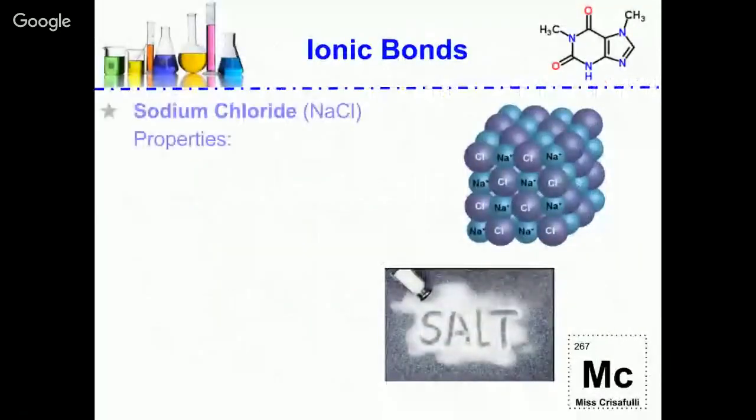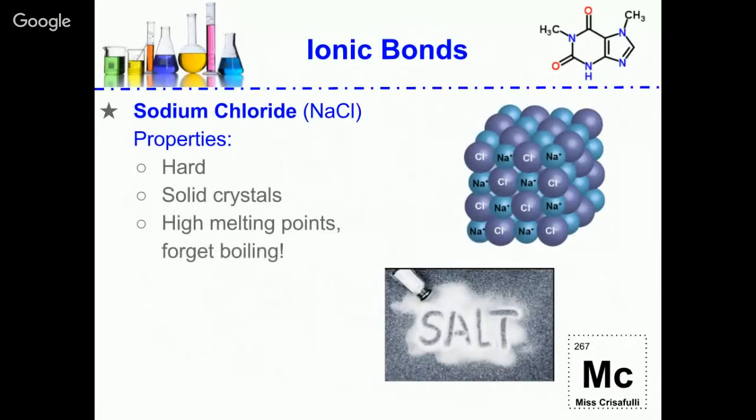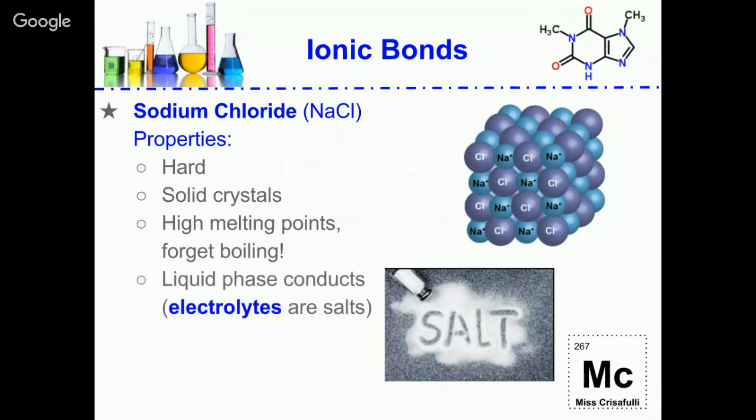An example of an ionic bond would be sodium chloride. You know sodium chloride, it's table salt, it's hard, it's solid, it has high melting and boiling points, and if you were to melt salt, you would be able to conduct electricity, and that's because salts are electrolytes. Electrolytes are substances that are able to conduct electricity.